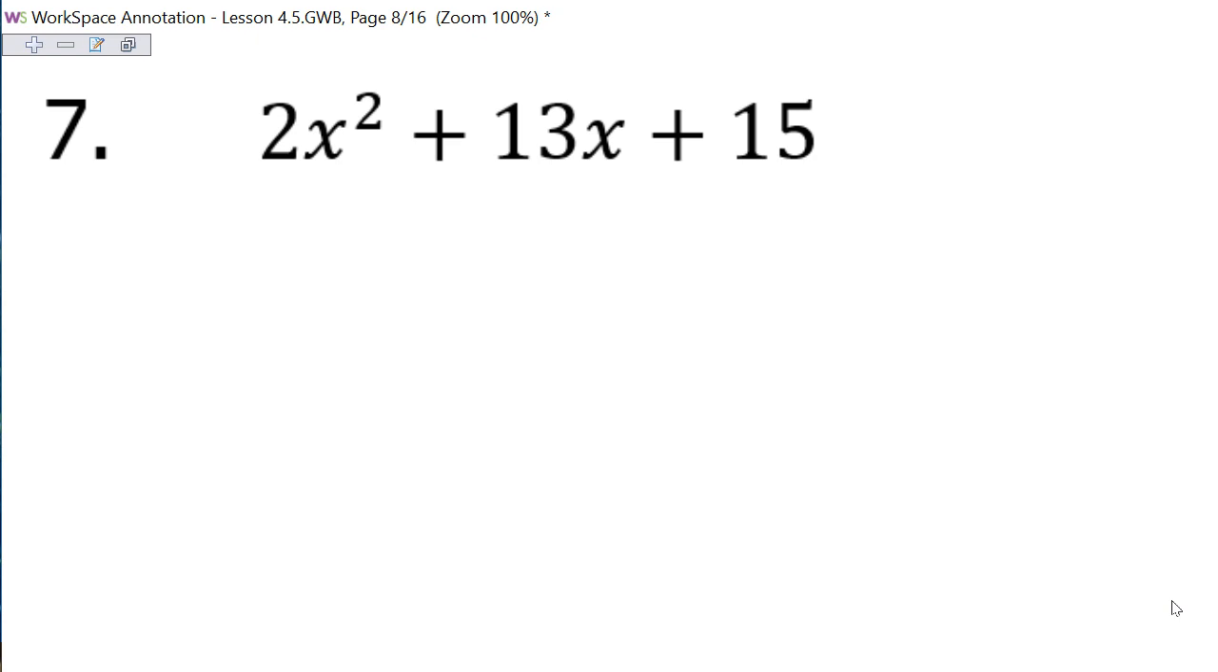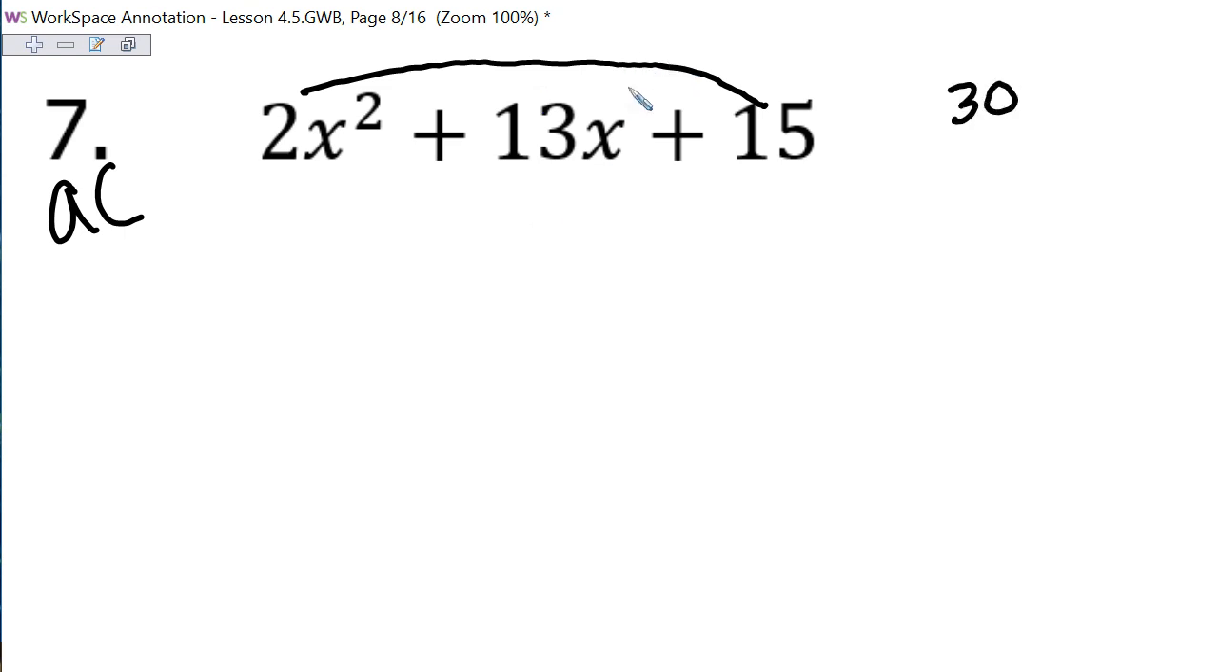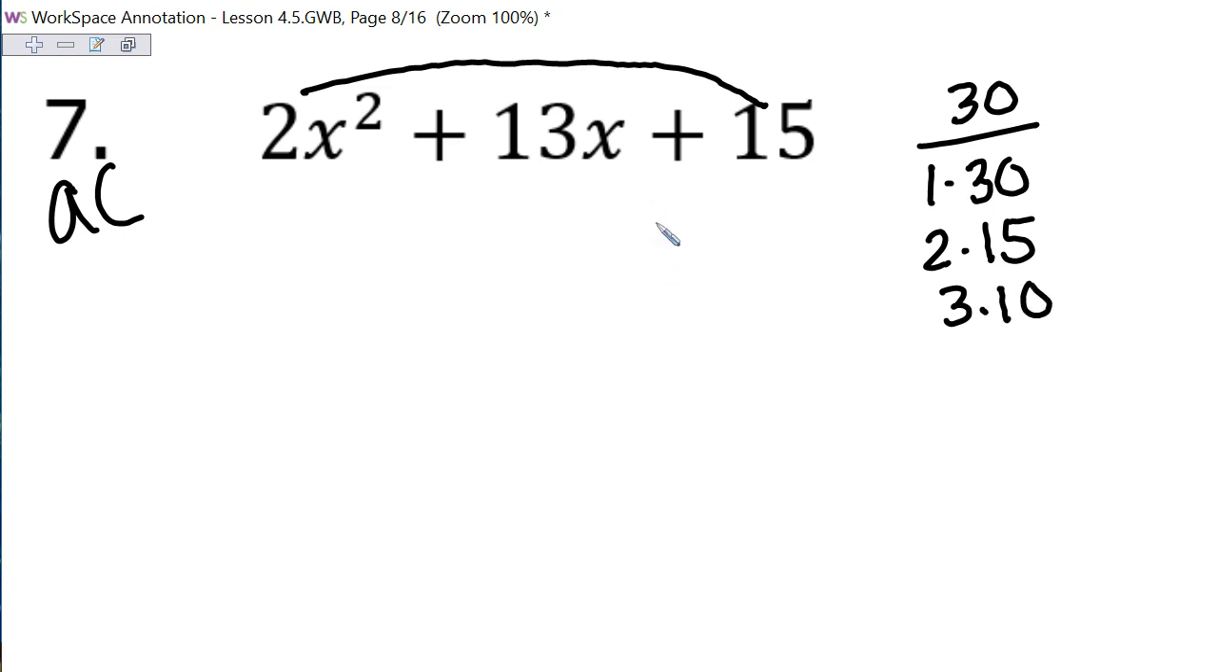Number 7. If it's bigger than a 1x squared, what should you look for? GCF. Is there a GCF between 2, 13, and 15? No. So we'll have to use the AC method. So we'll have to multiply A times C. So what is 2 times 15? 30. Factors of 30, I could have 1 times 30, 2 times 15, 3 times 10, 5 times 6, that's it.